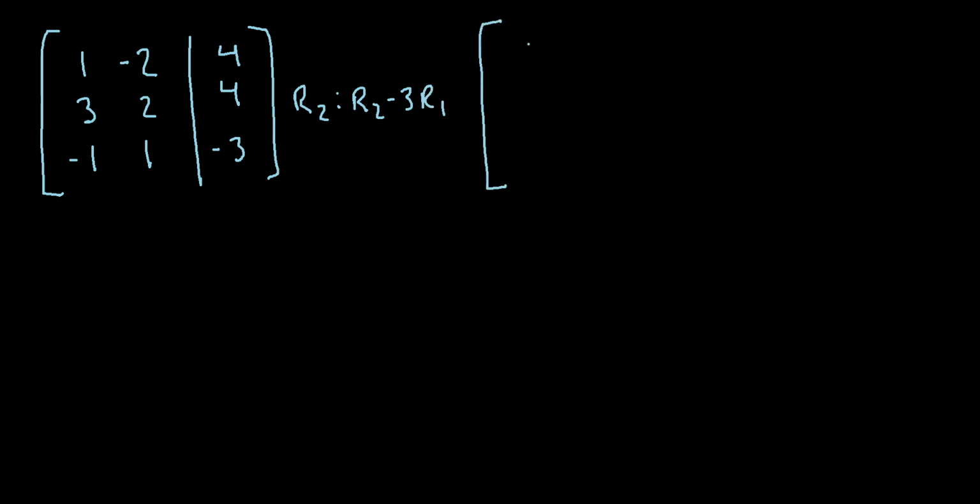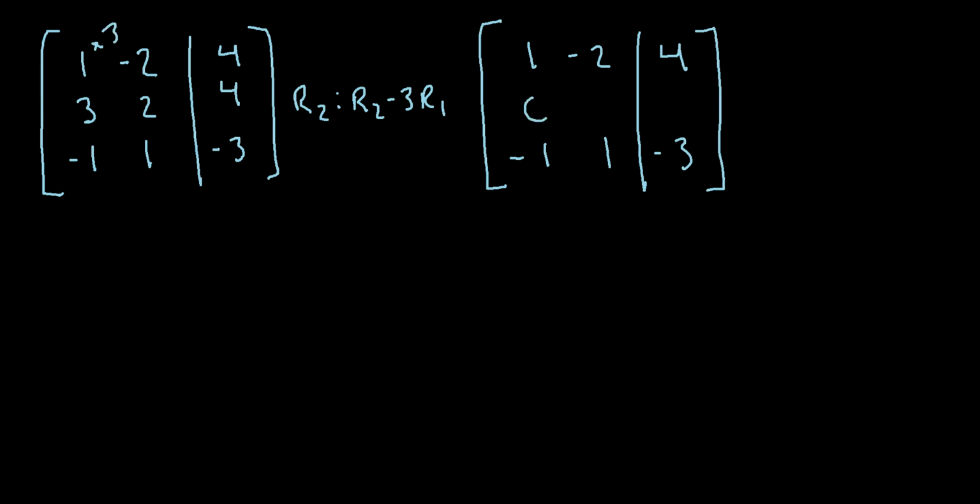So here's what that would look like. So the first row doesn't change. We'll just go ahead and rewrite those values. And the last row doesn't change, so we'll rewrite those values as well. Now in the second row, we have 3 minus 3 times 1. So 3 minus 3 is 0. And the next value, you have 2 minus 3 times negative 2. So 3 times negative 2 is negative 6. So 2 minus negative 6, that's the same as 2 plus 6. So that's 8. And then this last value, we have 4 minus 3 times 4. So 3 times 4 is 12. So 4 minus 12, that's a negative 8.